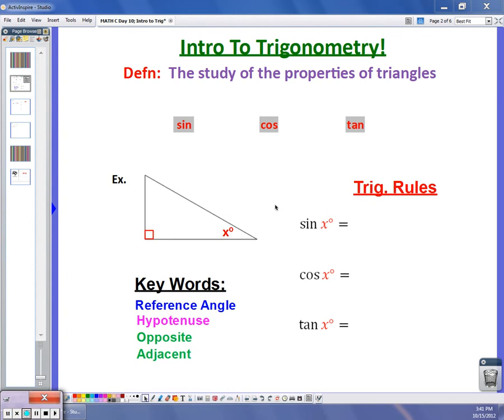Today we're going to do a quick introduction to trigonometry. Trigonometry is the study of the properties of triangles. In this particular case, you will need a scientific calculator that can do sine, cosine, and tangents.